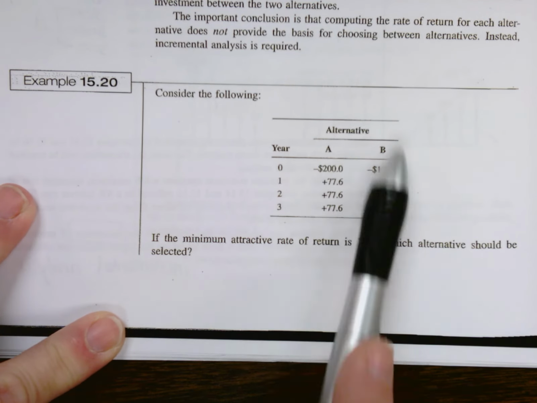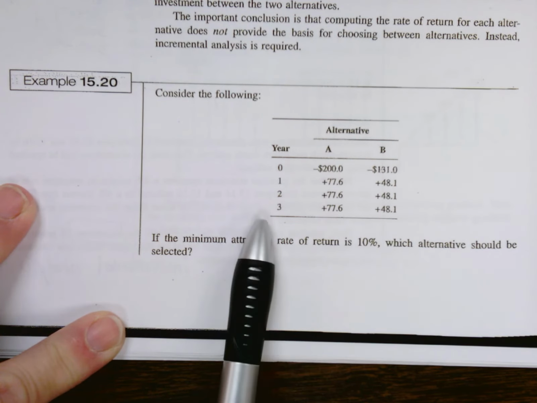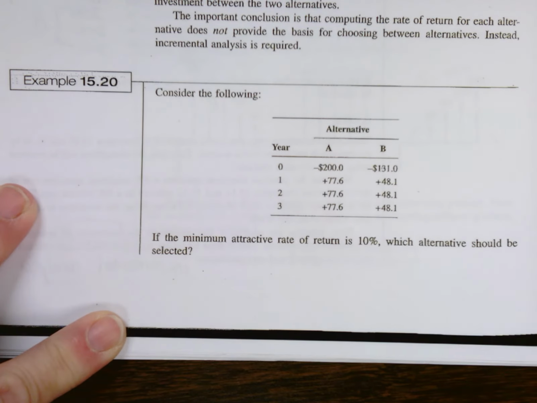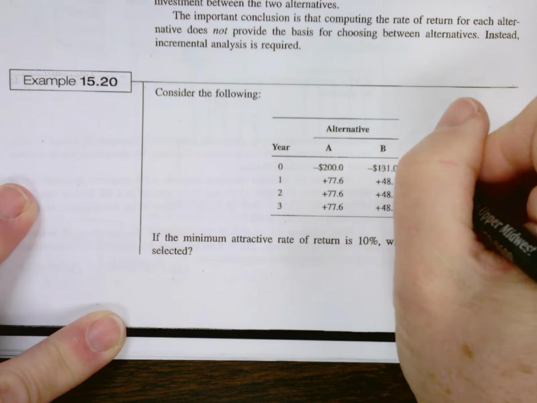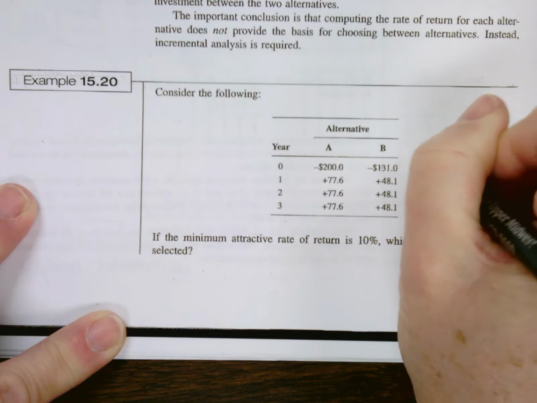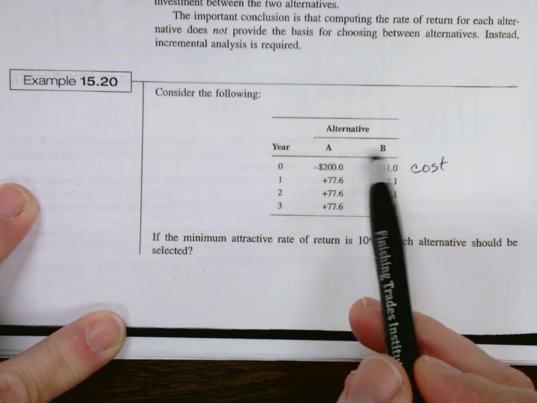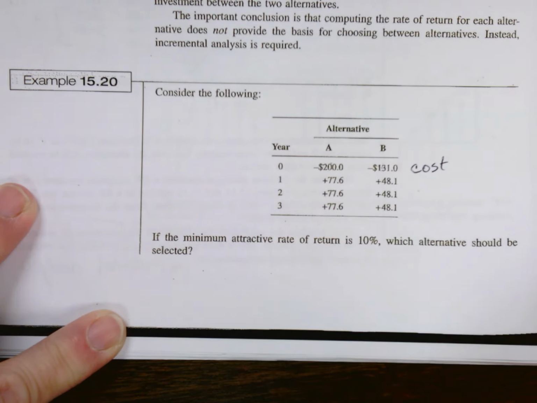We have two different alternates here. Each one has a 3-year life. This first line shows the initial cost of each alternate. You know, these two alternative solutions are equal in every other way. And so we're just doing incremental analysis to see which one has a higher rate of return.